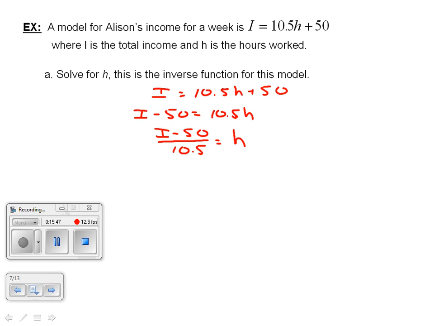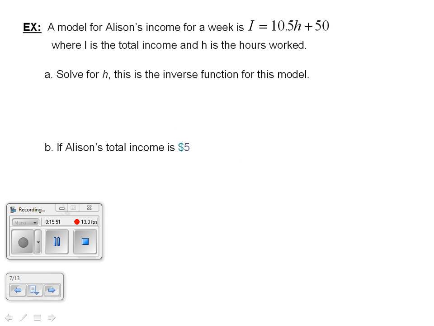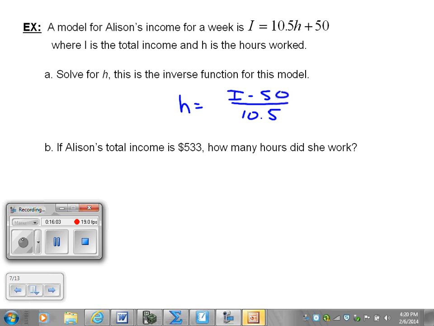Okay, so let's say that Allison's total income is $533. How many hours did she work? So I apparently need to do a little more work here because my PowerPoint still keeps messing. All right, so as you might imagine, with the $533 for income, I'm going to plug that into my variable for I. So I'm going to get the hours worked.